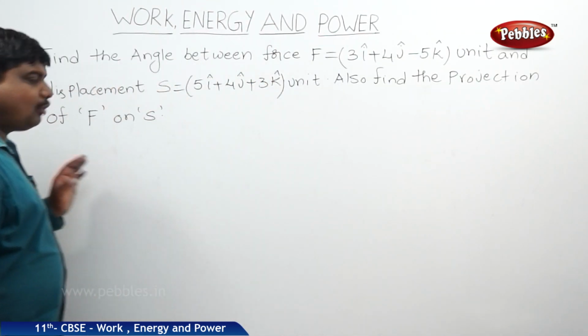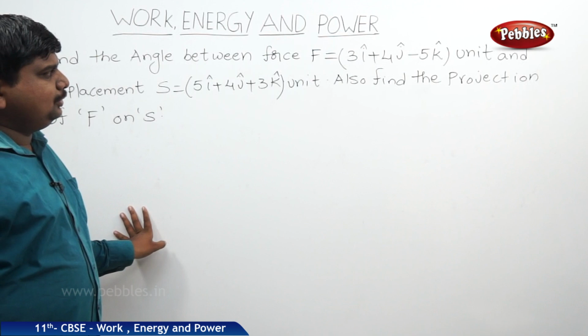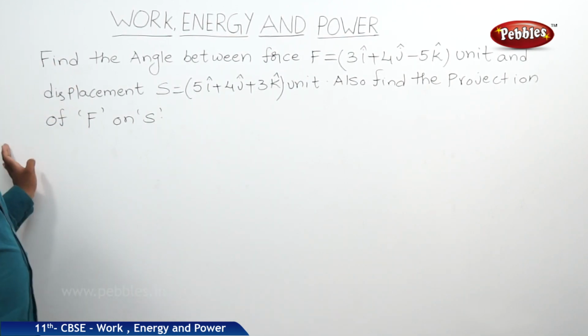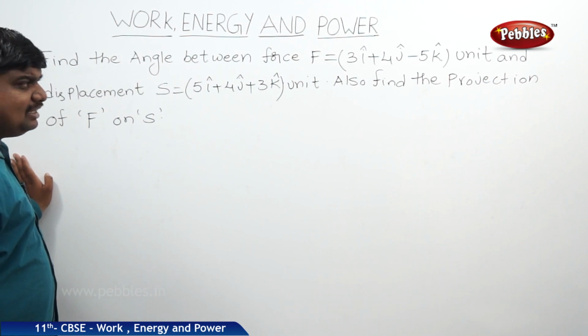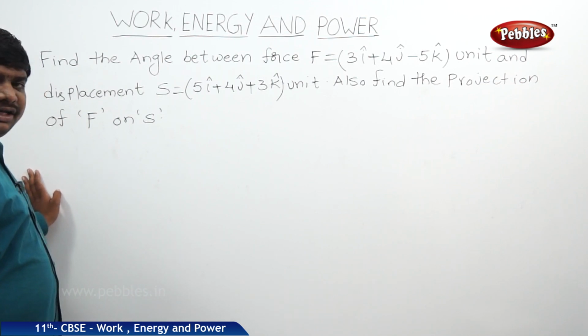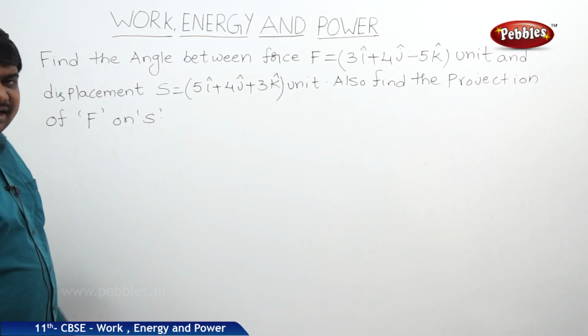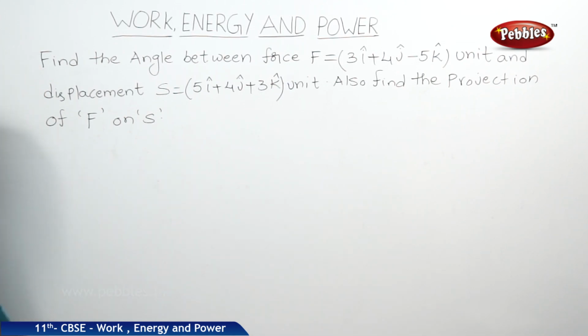So here we are seeing a problem which is useful to apply the scalar product. Find the angle between force F is equal to 3I plus 4J minus 5K units and displacement S is equal to 5I plus 4J plus 3K units, and also find the projection of F on S.